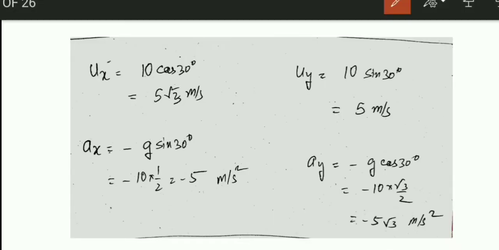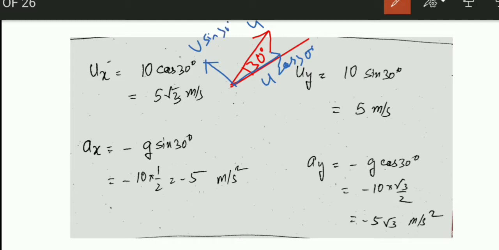First of all, ux, that is 10 cos 30 degree. This was 10 and this was 60 degree, 60 minus 30, so angular projection with respect to the plane is 30 degree. So I can say here, this is u, this is u cos 30 degree, this is along x, and this is u sin 30 degree. So ux is equal to 10 cos 30 degree, that is 5 root 3 meter per second. uy is 10 sin 30 degree, that is 5 meter per second.